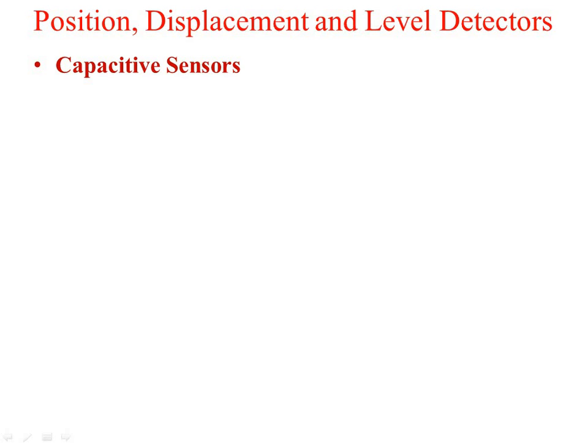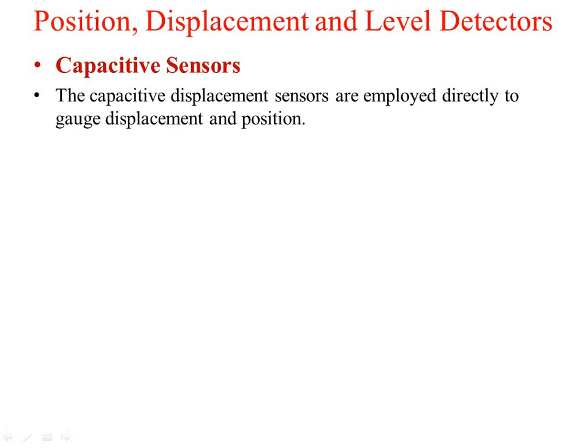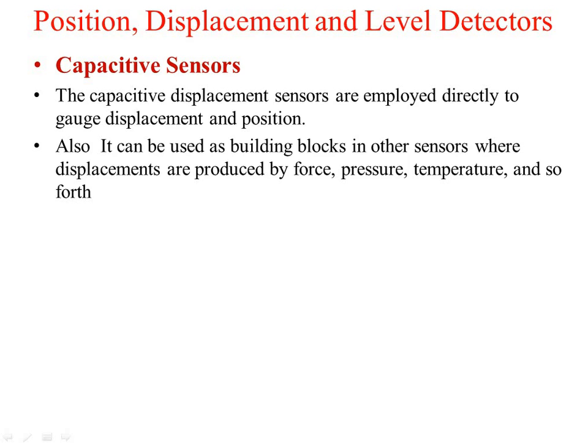So we know that the basic principle which is used for a capacitor is directly used for gauge displacement or position. So it can also be applied as a building block in other sensors where the displacement is produced by force, pressure or temperature or any other parameter, so that you can measure the other parameters also.